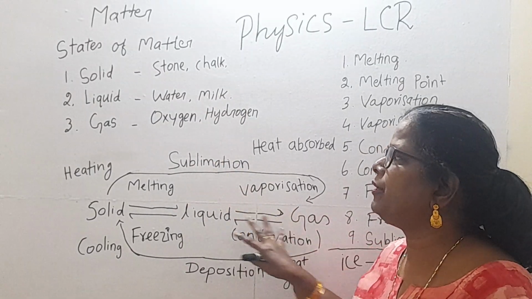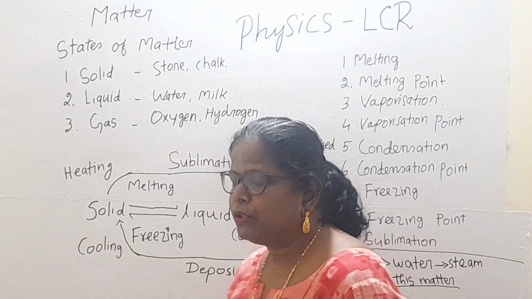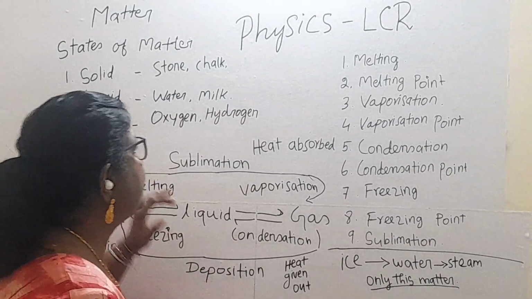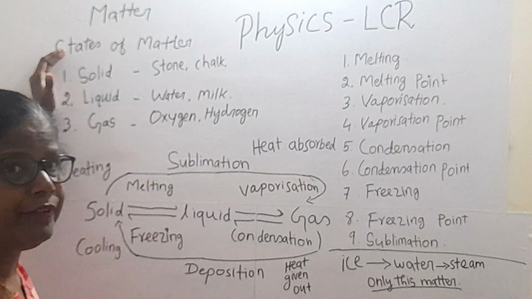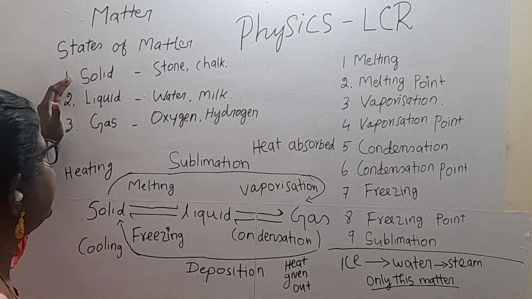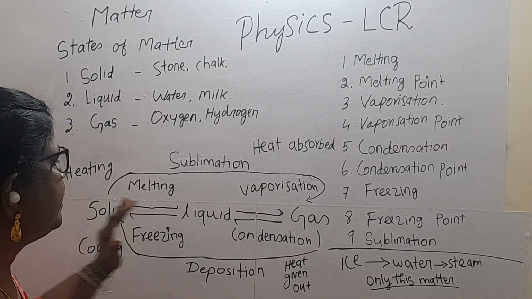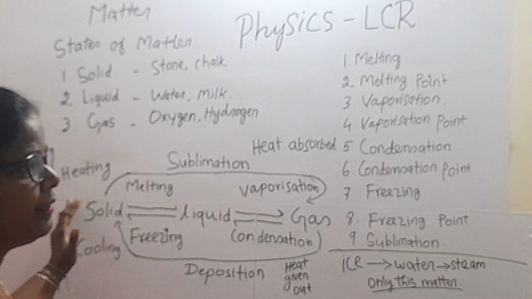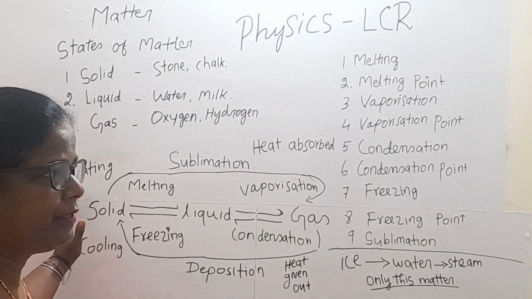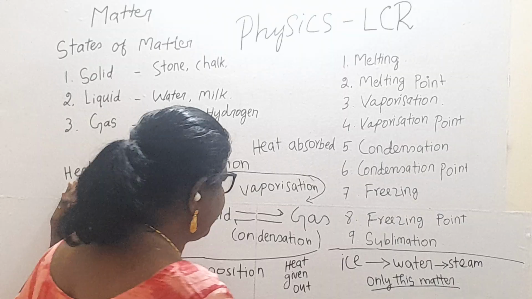I am going to explain this now. This is actually coming under the matter chapter. So we have three states of matter: solid, liquid, gases. Here I am mentioning the change of state. Just see, a change of state is given.